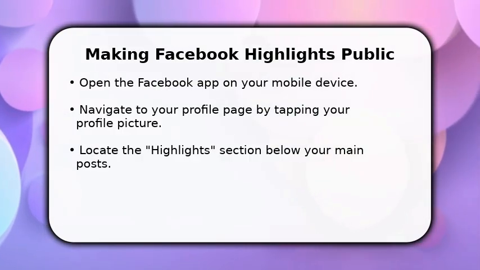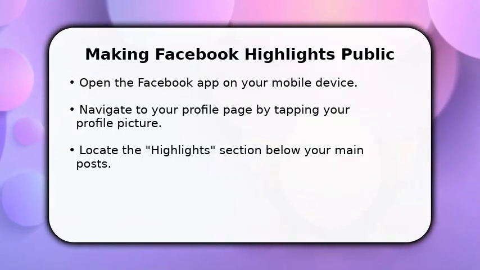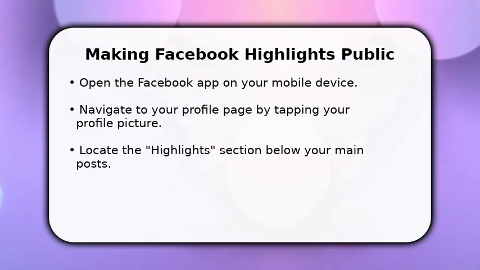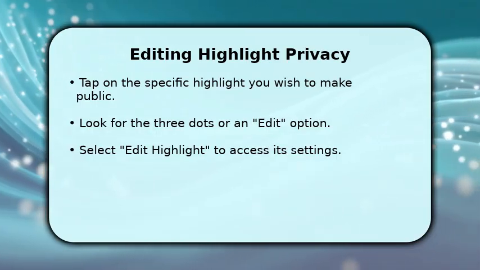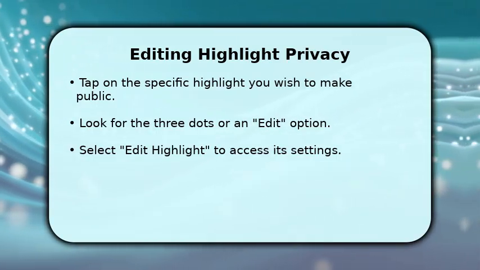Scroll down a bit until you see the Highlights section, usually located just below your regular posts. This is where all your existing highlights are stored and managed. Now, tap on the specific highlight you want to adjust. This will open the highlight and show you its content.